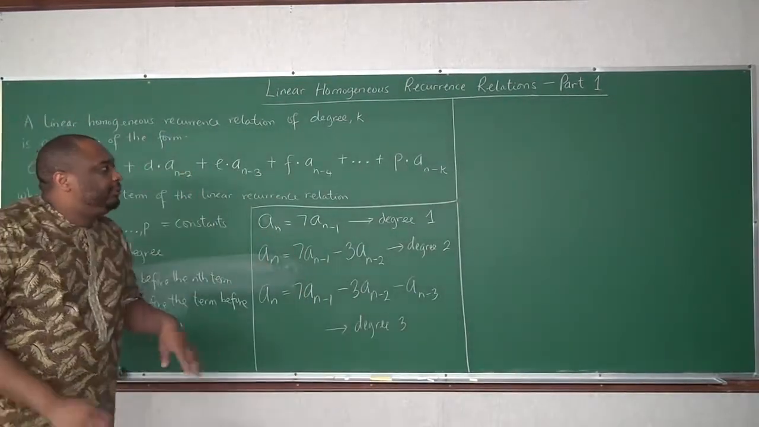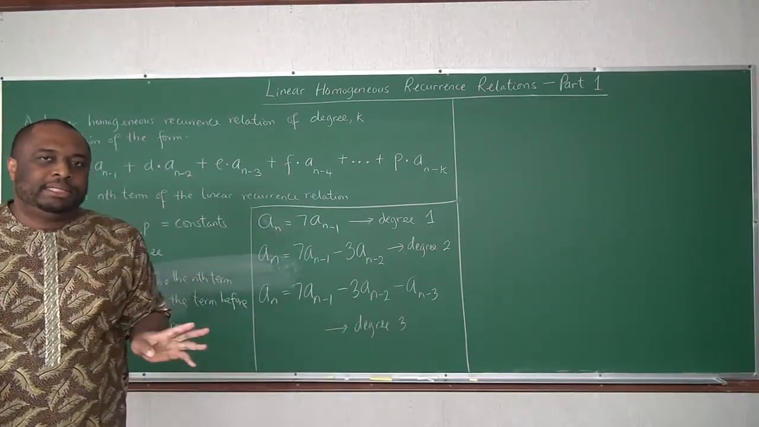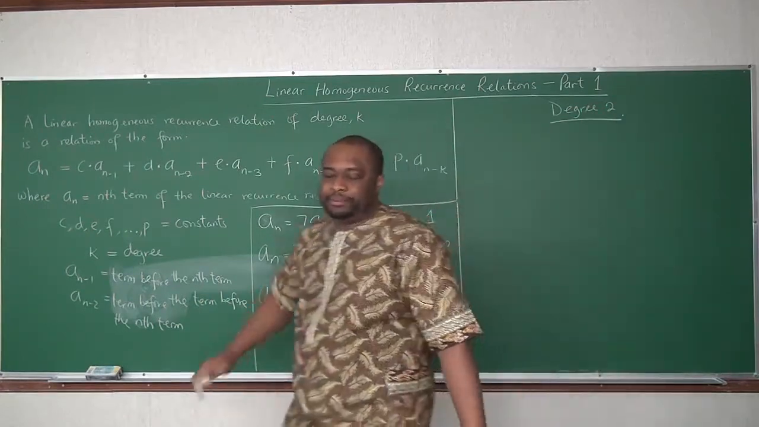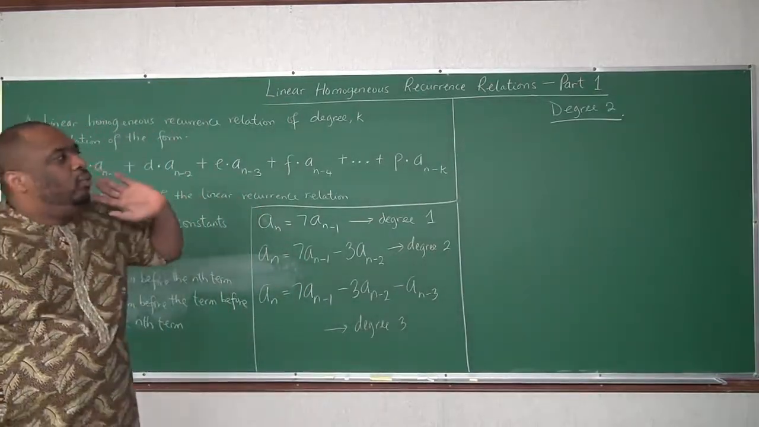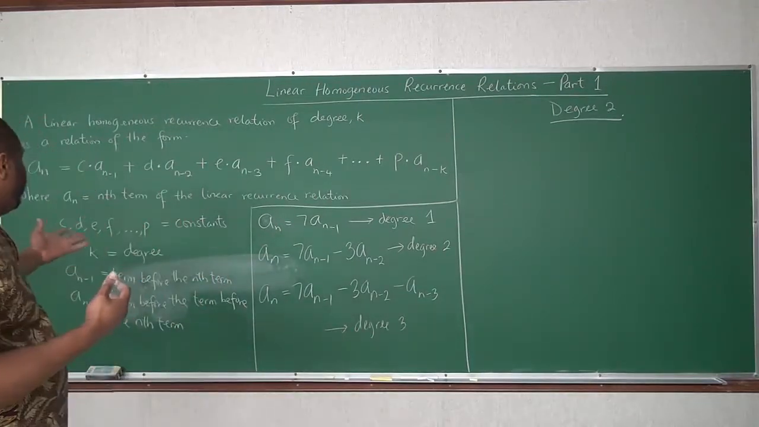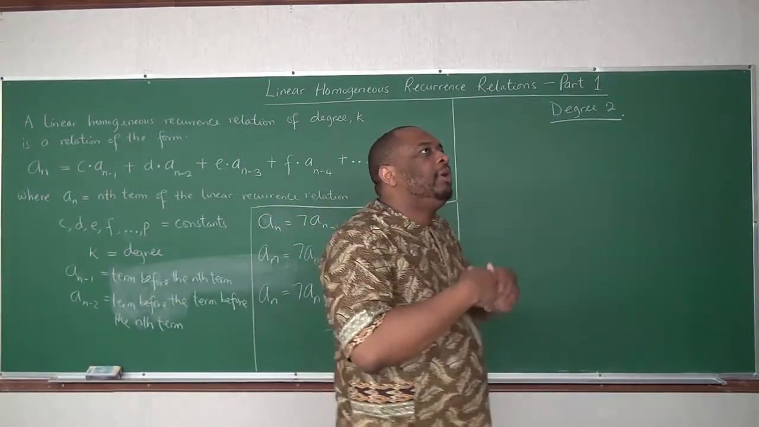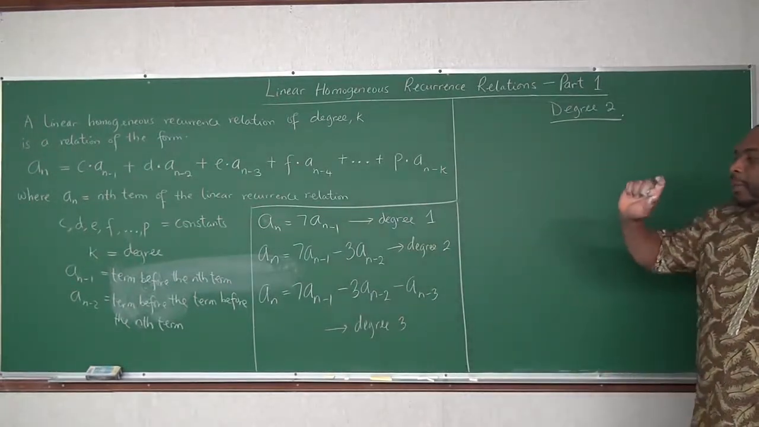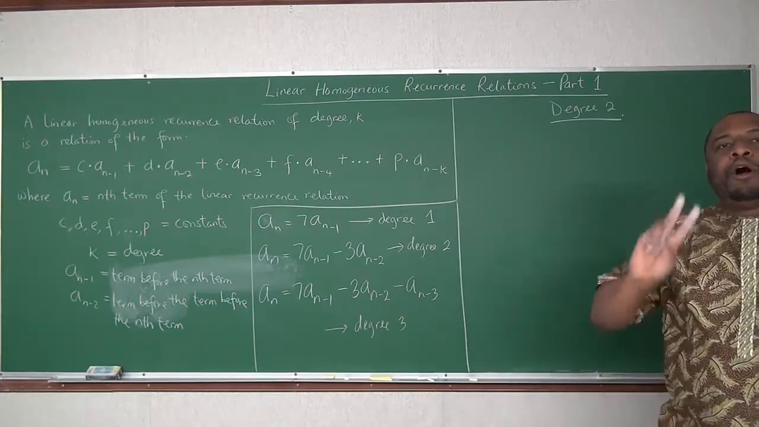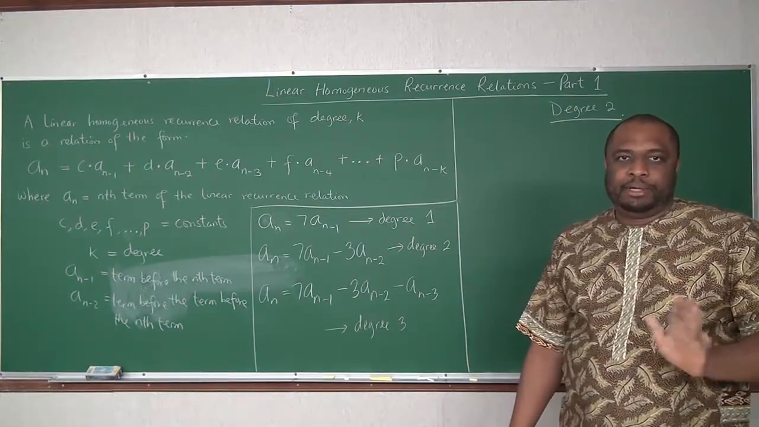Now, in this video, we are going to be concerned with degree 2. That is our interest, degree 2. We are given a recurrence relation or a recursive sequence. If I say recurrence relation or recursive sequence, they mean the same thing. So we are given a linear homogeneous recurrence relation of degree 2, and we are going to write the explicit formula of that.